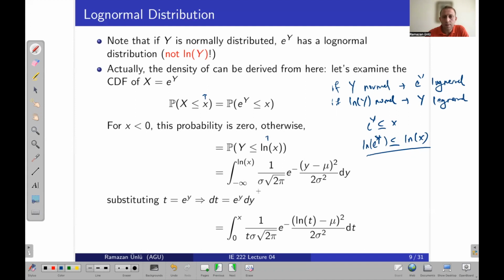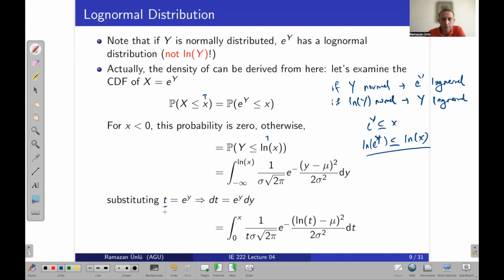And that is the PDF of the normal distribution, by substituting some parameters here. Let's say t is equal to e to the y. So dt will be equal to e to the y times dy. So here, instead of y, just write ln of t, because we just use t, which will be the new parameter. That's coming from here. That will be ln of t.